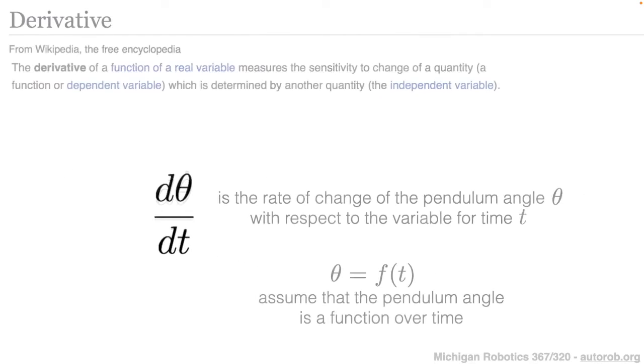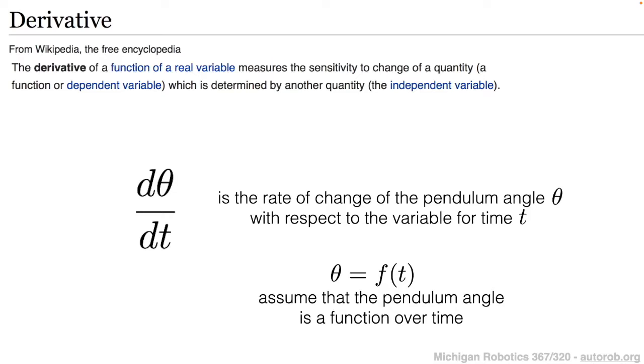To begin with, let's consider this idea of a derivative. When we're talking about derivatives, what we're really talking about is rates of change. In this particular case, where we have d theta over dt, this is describing the rate of change of the pendulum angle theta with respect to the variable for time t. Implicit within this representation is the idea that the pendulum angle theta follows some function, which we could call f, and that function f is a function of the time variable t.